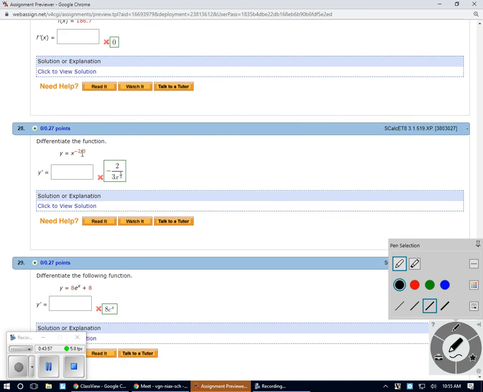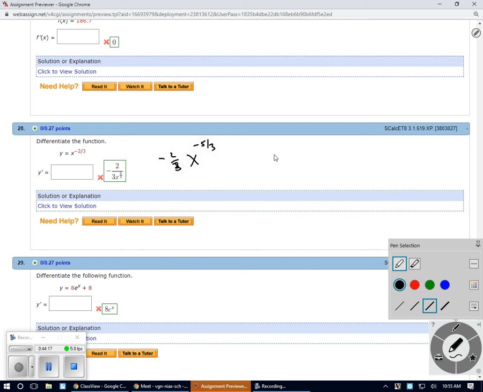Multiply the 2/3 in front and subtract 1. Negative 2/3 minus 3/3, negative 5/3. They just put it back on the bottom. They put the x on the bottom, then the 3 was already on the bottom, right? Yeah, because of the 2/3.